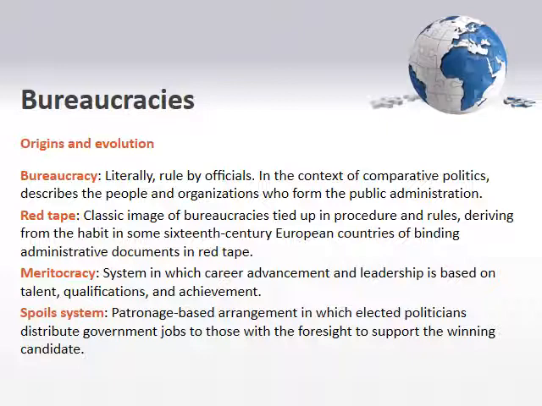We're probably all familiar with the term red tape, the image of bureaucracies that are tied up in endless procedures and rules. And so this is always a critique that there's too much red tape in bureaucracy. There's too many hurdles to go through to do what you need to do. The idea that people who are hired into the bureaucracy are hired based on talent, qualifications, achievement. This is what we refer to as a meritocracy. Again, it's a goal. We never entirely get there.